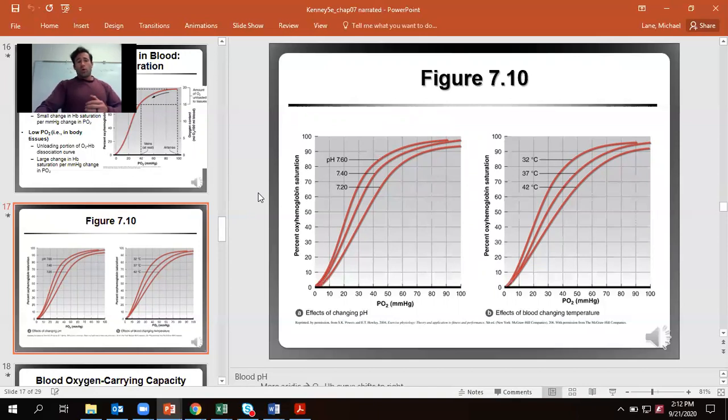So that's a really cool natural effect of hemoglobin: in your lungs, the pH is naturally going to be a little higher and your temperature is going to be a little bit lower.